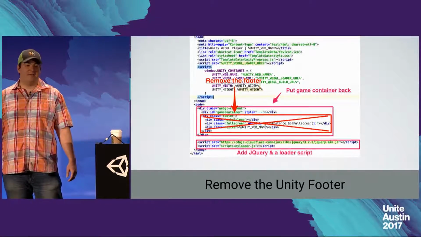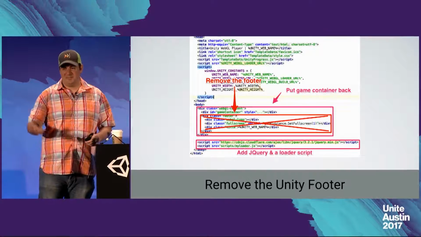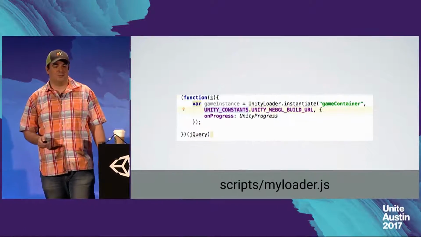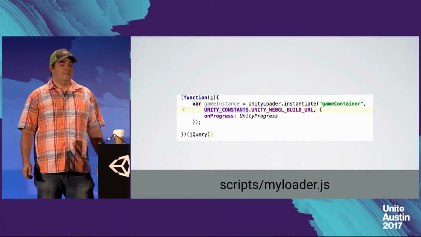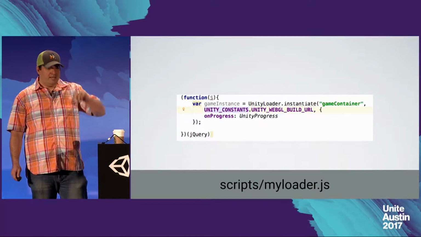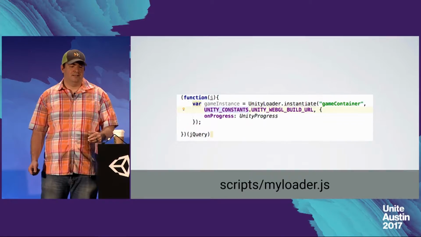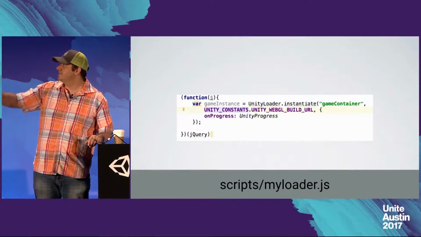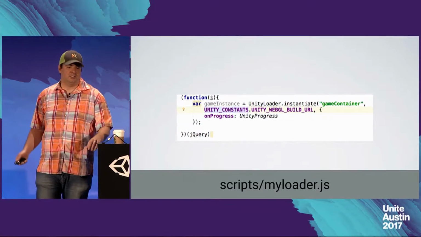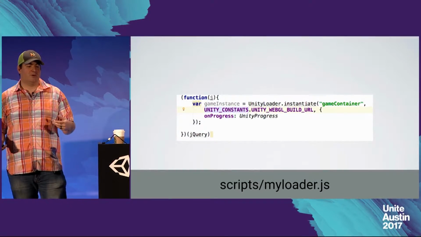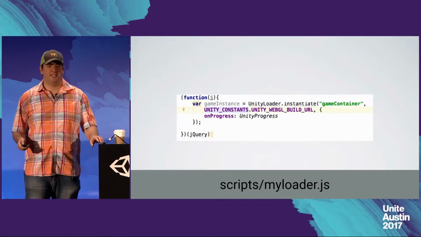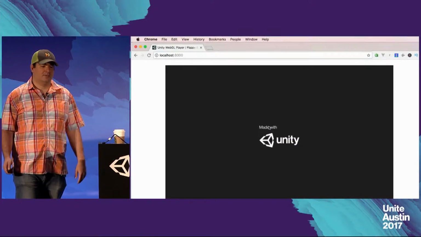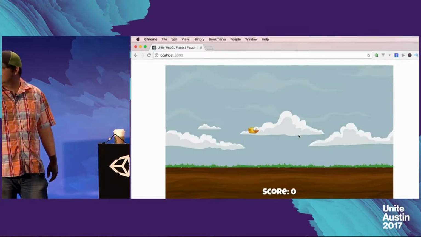And I'm going to remove that footer, the one that had the Picard facepalm at the bottom, and is kind of uniform across all these WebGL builds. And then in my JavaScript file, this is the JavaScript file that's under scripts myloader.js. This is just a jQuery wrapper, and then we're going to instantiate the game instance. Now we have something minimal as a starting place, and let's take a look at what this looks like.